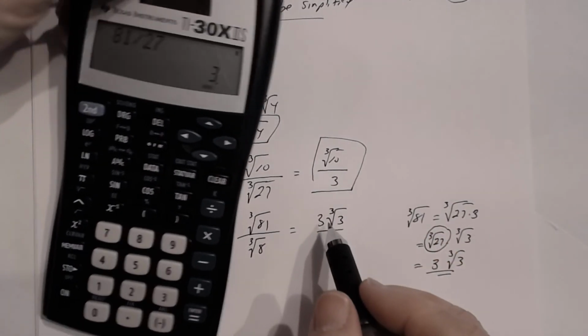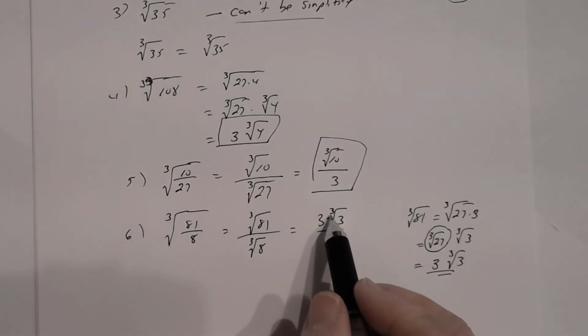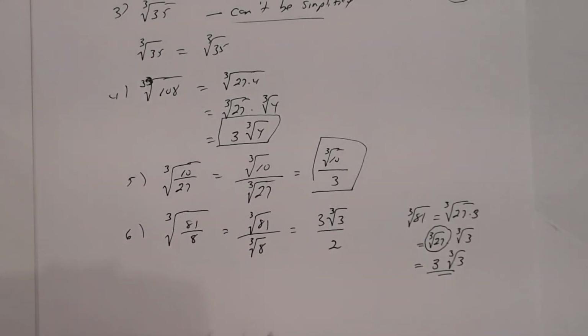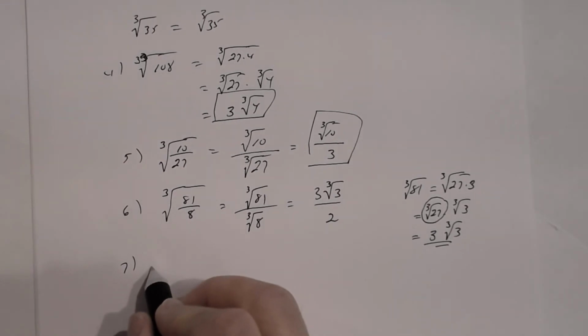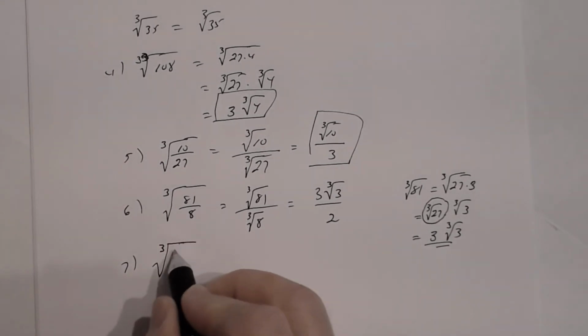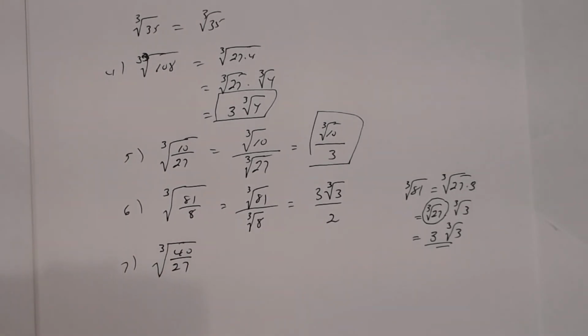And again, just like we mentioned in previous lessons, make sure your index looks like an index. Make sure that the 3, the root 3, is where it should be. And then finally number 7. So this was a short lesson. Number 7, we have the cube root of 40 divided by 27.